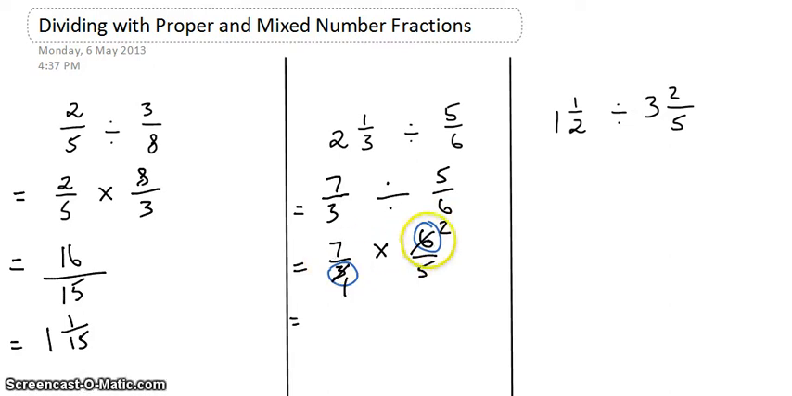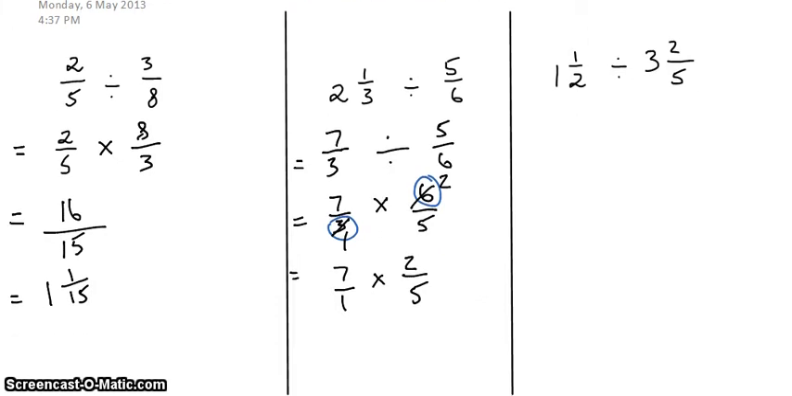Okay, so now it's going to be simpler numbers to work with. Then we can do our multiplication. We might write it out again so it's clear. I'm going to rewrite these fractions. Seven times 2 is 14. 1 times 5 is 5. So it's 14/5, which is the same as a mixed number fraction. 5 goes into 14 twice, with 4/5 left over.